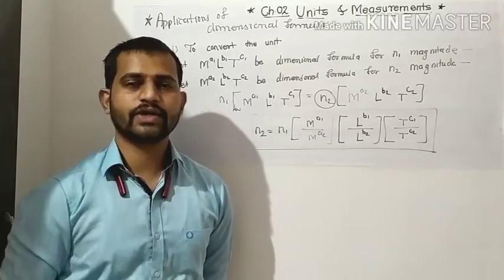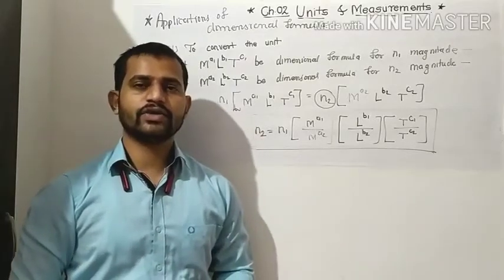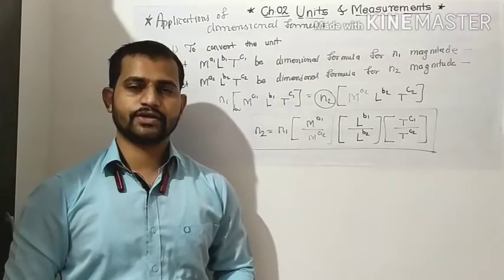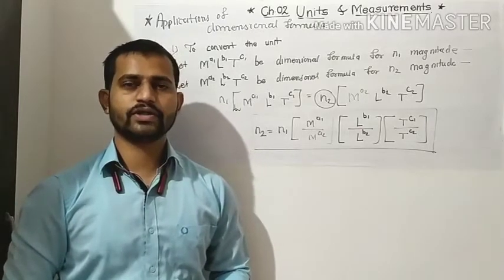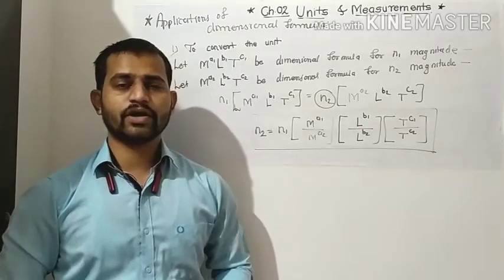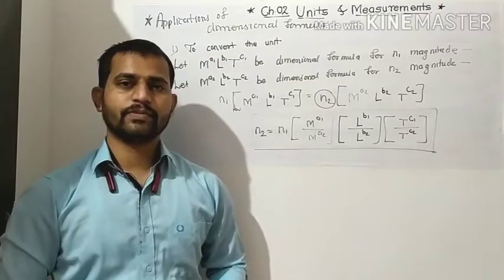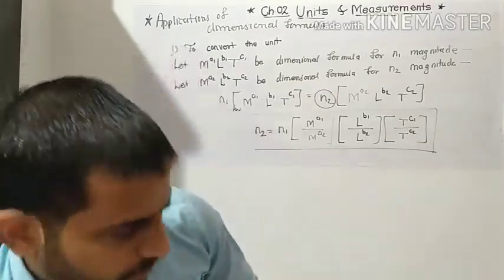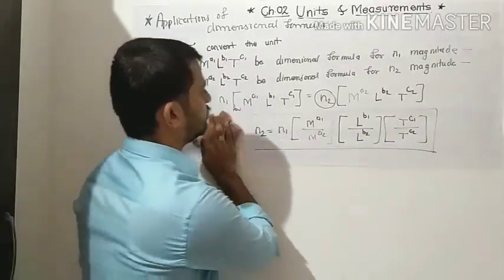Okay. So let us see one example: we have to convert 1 kilometer per hour into meter per second. We have to convert the unit of 1 kilometer per hour into meter per second. Then how much will be the magnitude? We will find that out. Okay. Let us take this example.